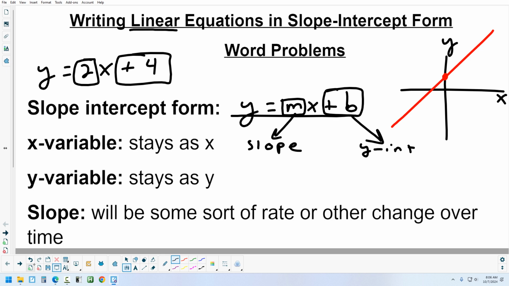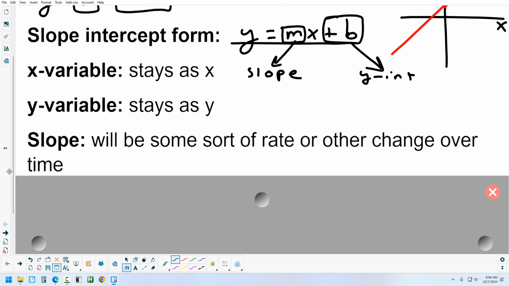Okay, so the slope, I think this week, for the most part, we're not going to have to do as much calculating for the slope. They're going to give it to us. We just have to be able to read the word problem and know which number in the word problem is the slope. That's where I'm going to give you some hints at what to look for. But in general, slope is going to be some sort of rate.